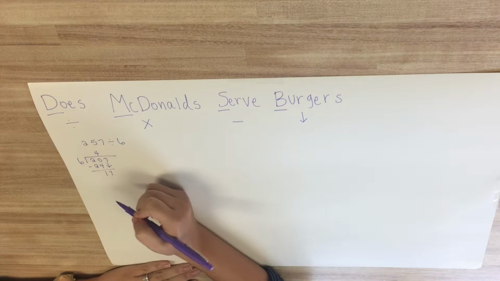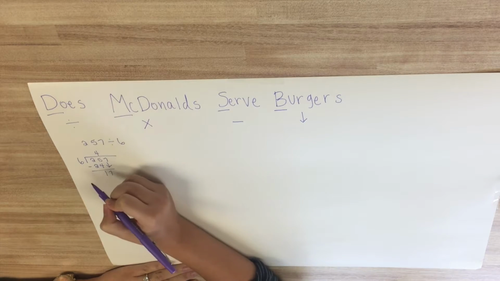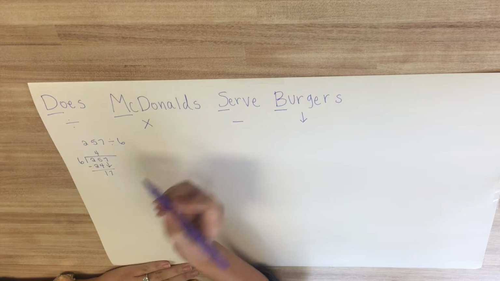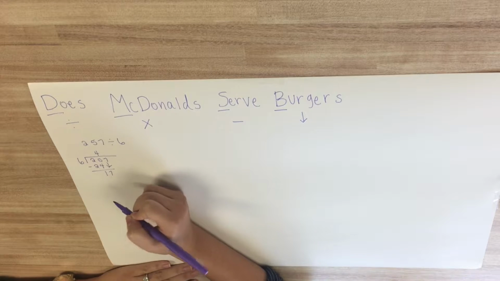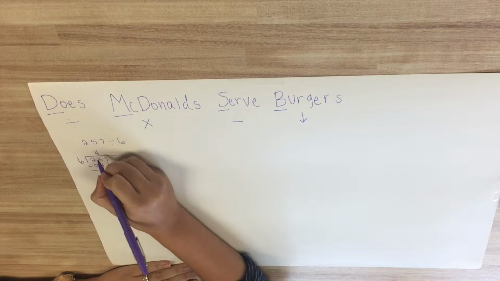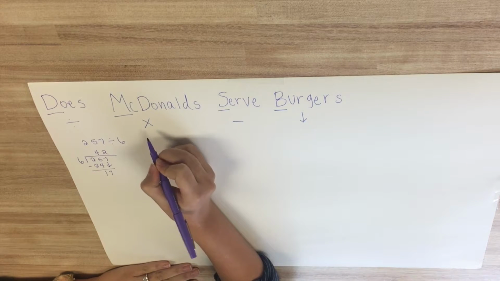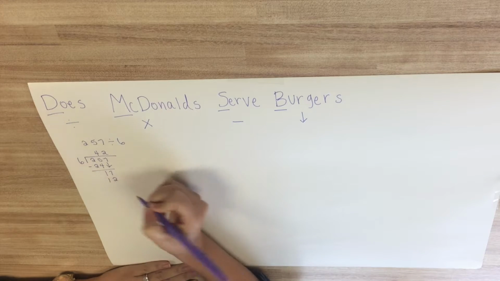Let's see. I know that 6 times 2 is 12. And I also know that 6 times 3 is 18, but that's too much because that will go over 17. So let's stick with 6 times 2 because my next step is to multiply. I'm going to write a 2 up here, and then we're ready to multiply. So 6 times 2 is 12.